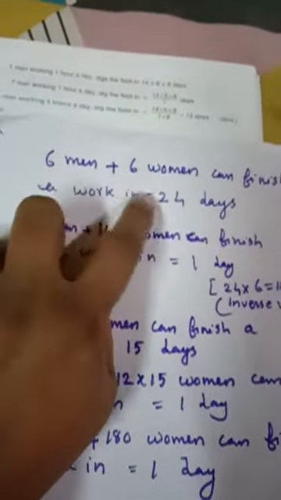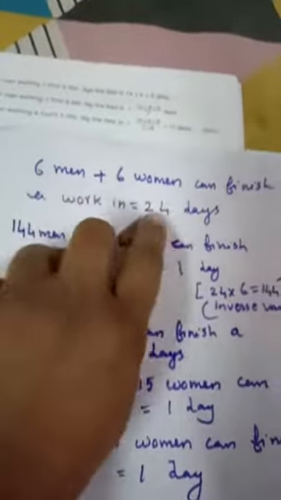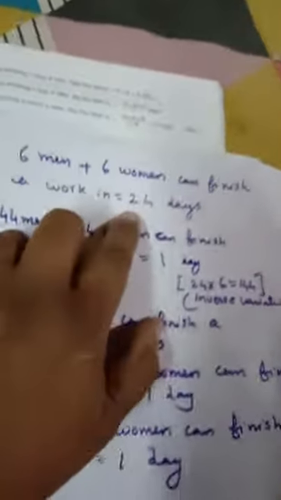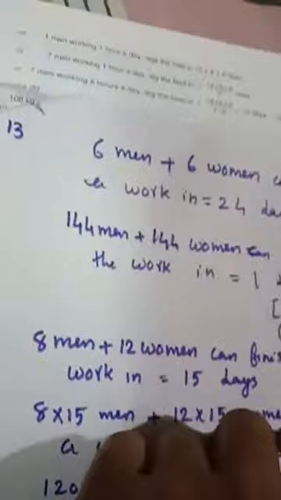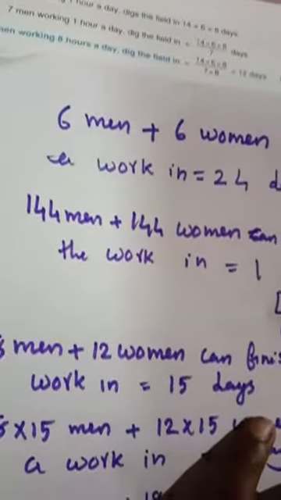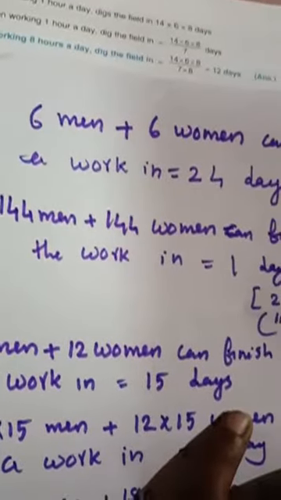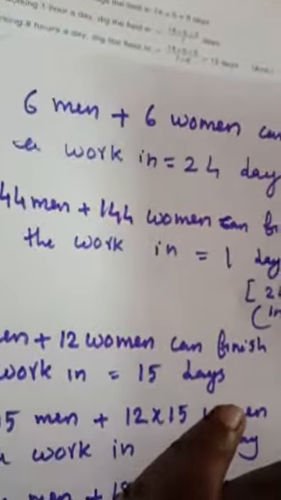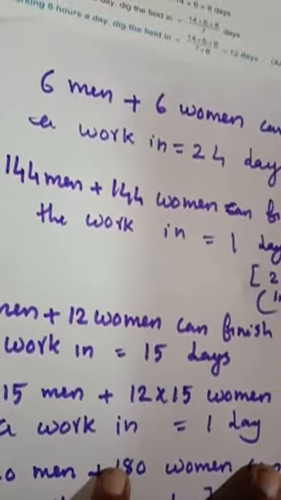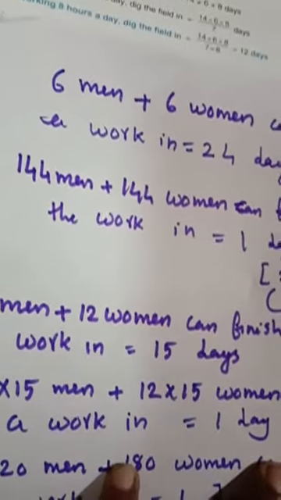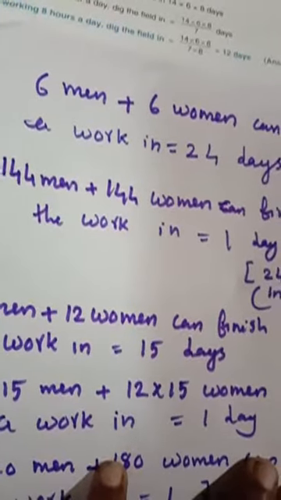If it is 24 days, then 6 men and 6 women. So if it is in 1 day, how to find? 24 into 6 is 144. So 144 men and 144 women can finish the work in 1 day. Okay, clear? To find 1 day, we want to multiply 6 into 24.